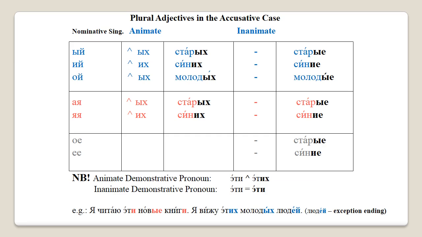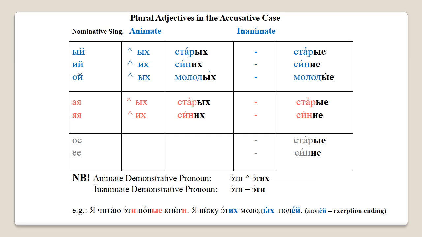Masculine animate старые becomes старых. Синие becomes синих. Молодые becomes молодых. Feminine animate старые becomes старых. Синие becomes синих. Please note that plural demonstrative pronouns, these, change their form in animate from эти to этих and do not change their ending in inanimate form, эти.